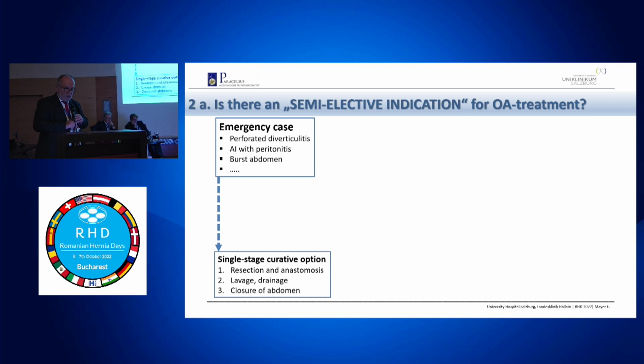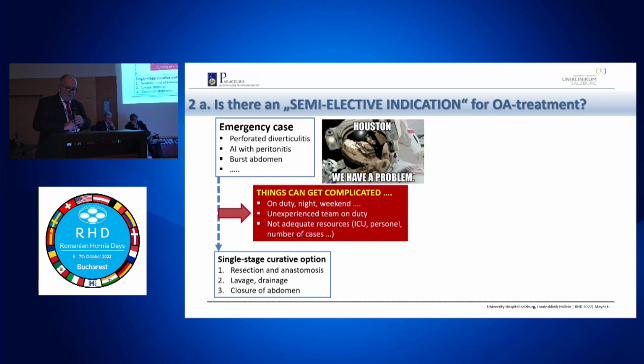Most of you, of course me too, intend to solve the problem in a single stage curative option. That means laparotomy, resection and anastomosis, lavage, drainage, and closure of the abdomen. So this is the ideal plan. But as you know from space traveling, Houston can have a problem. And even surgeons can have a problem on night, on duty, on the weekend, if an unexperienced team is on duty, or if you are confronted with non-adequate resources, for example, even for financial reasons.